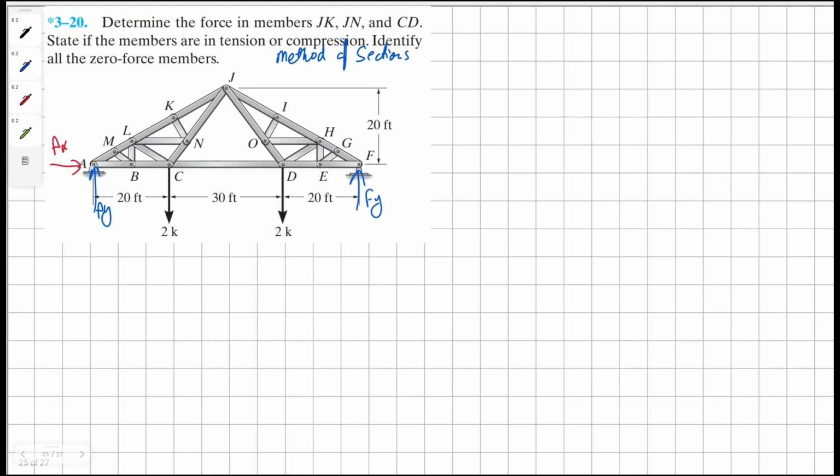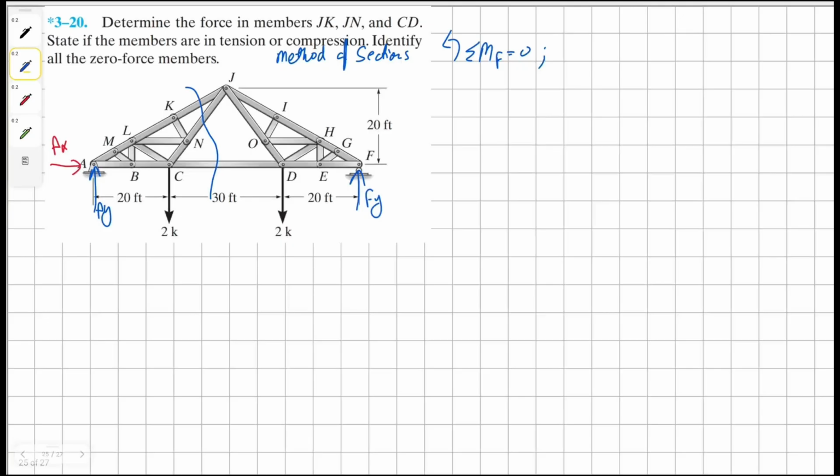And in this problem, we're going to cut our members in the following manner. In doing so, I'm going to use the left-hand side of the truss to solve this problem. Therefore, we only need to find the external reaction force AY. To do that, we're going to take a moment about the point F.